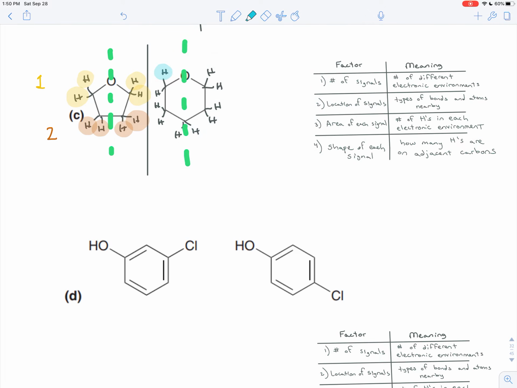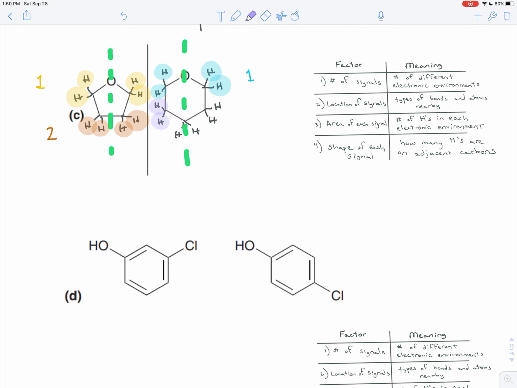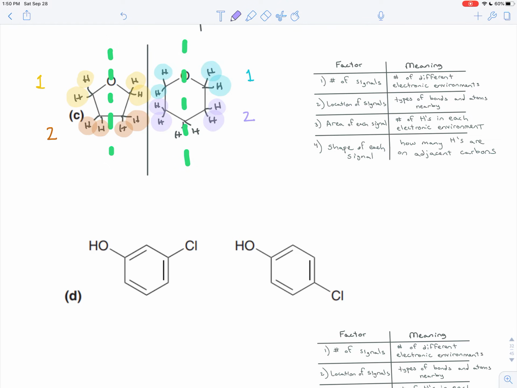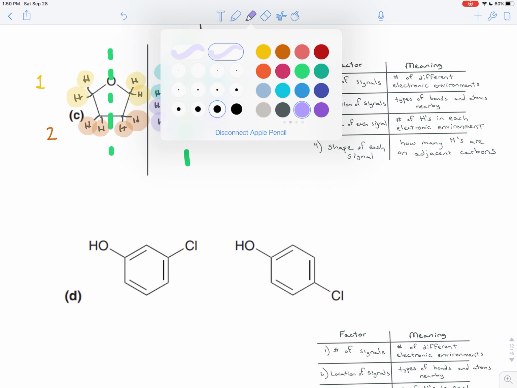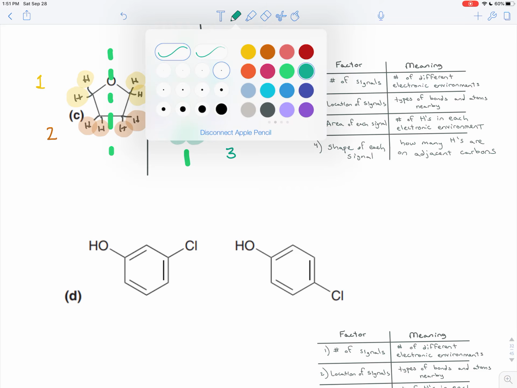Molecule on the right, hydrogens right next door to the oxygen, so that's 1 signal. On the other side of the plane of symmetry, that's going to be part of that same signal, so that's going to be 1 signal. Hydrogens 2 atoms away from the oxygen are a second signal. And then you have hydrogens that are three atoms away from the oxygen, and so that would be your third signal.